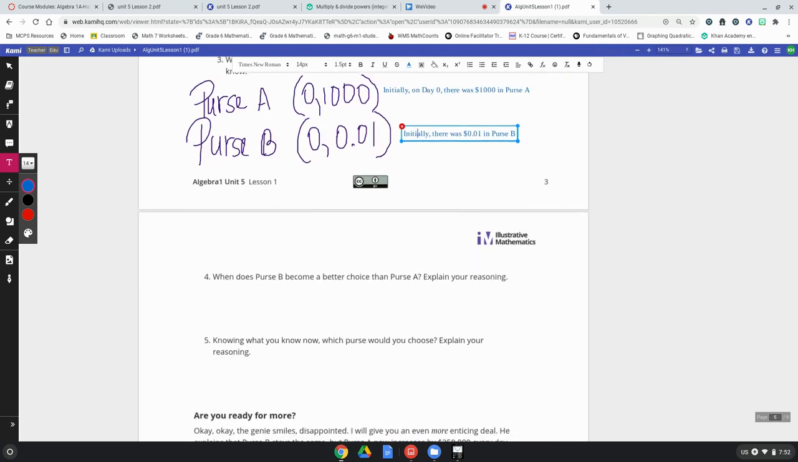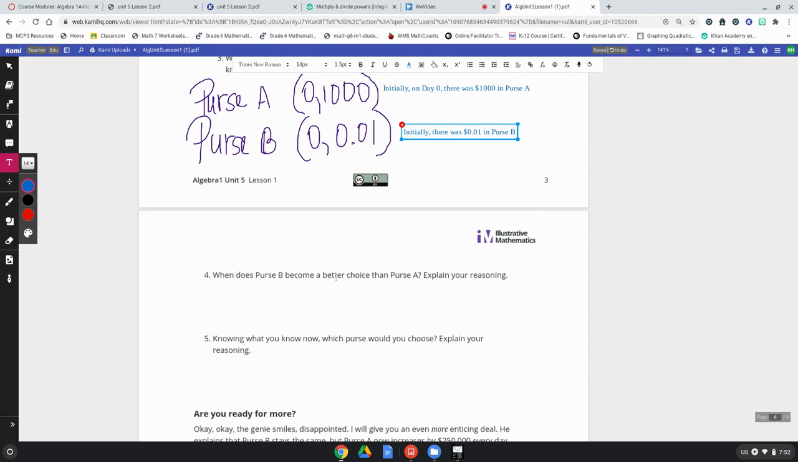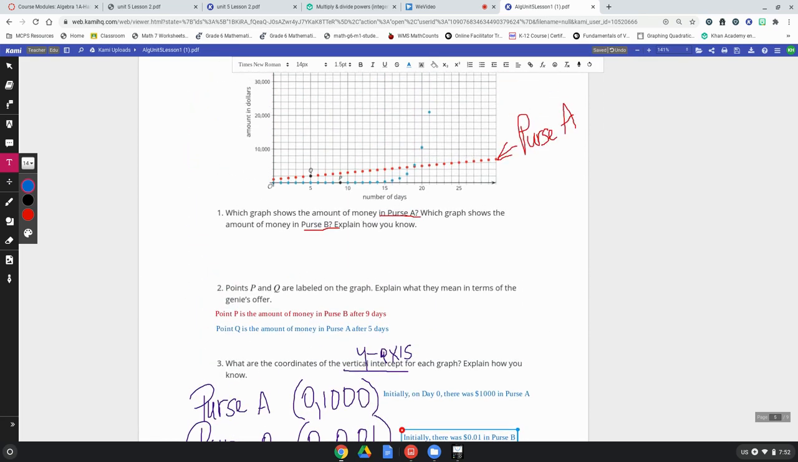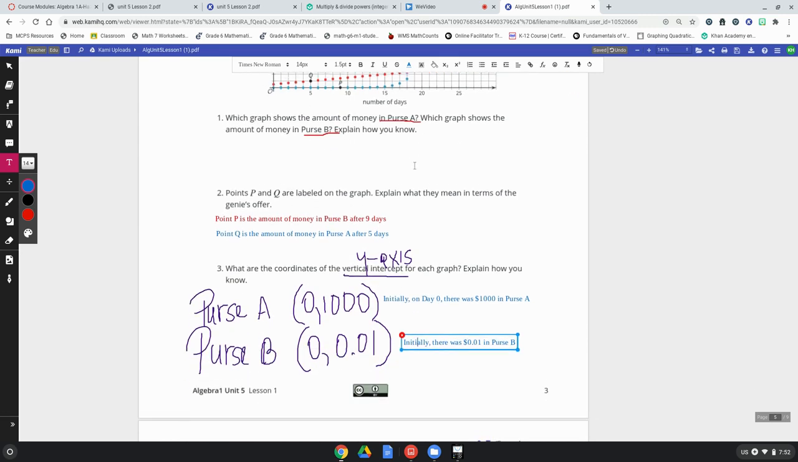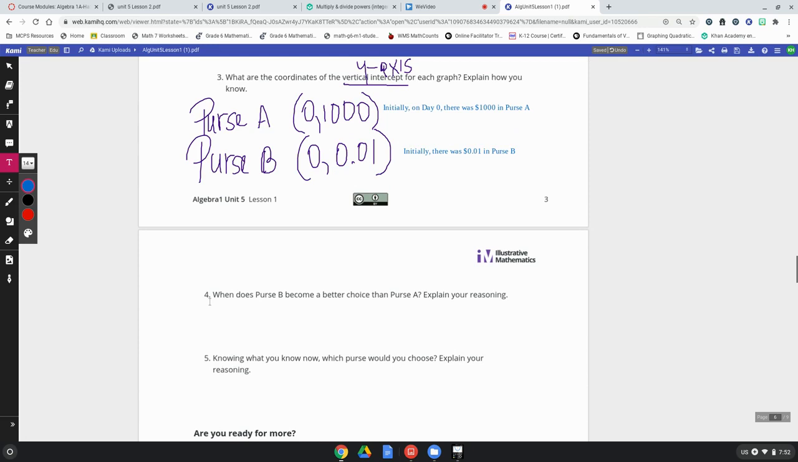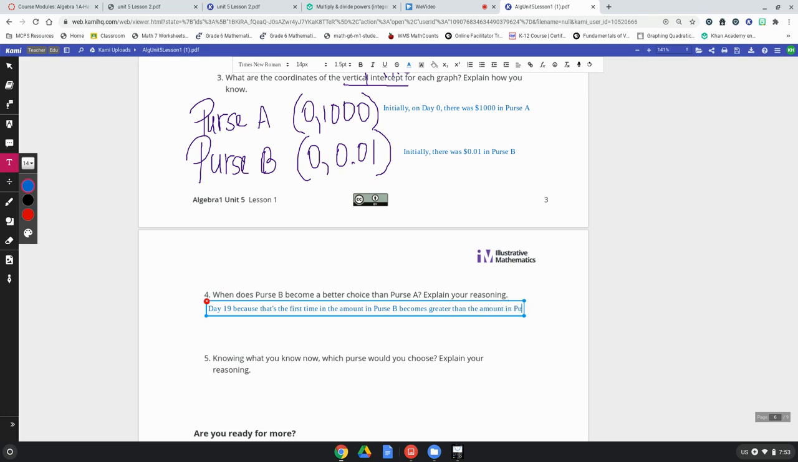Okay. When does purse B become a better choice than purse A? And it looks like right here at about day 19. And the reason for that is that's the first time the amount in purse B becomes greater than the amount in purse A.